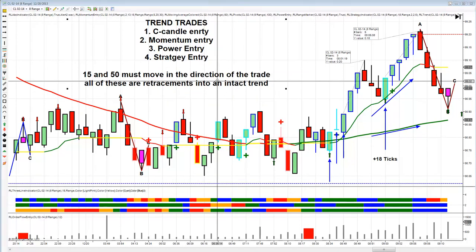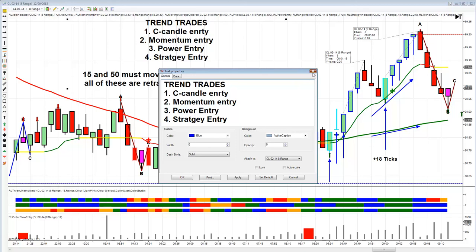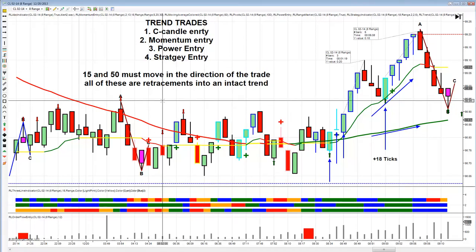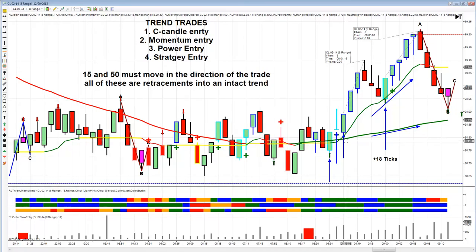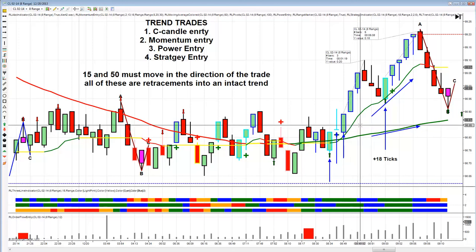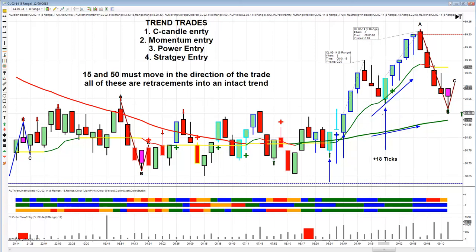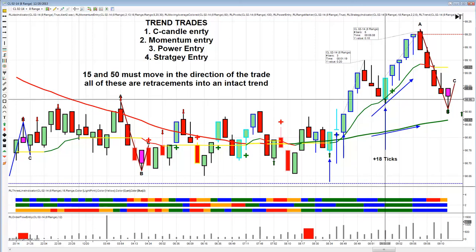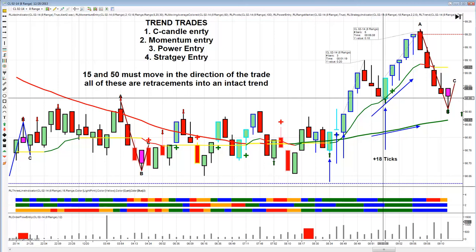And finally, the only additional thing I would add is that the closer to the 50 you take these trades, the narrower the space between the 50 and the 15, the higher the probability of success. You want to take these trades within 20 ticks of the 50 in general. That's a pretty good rule. But if a gap is open between the 15 and the 50 that's greater than 20 ticks, that increases the risk of taking the trade.